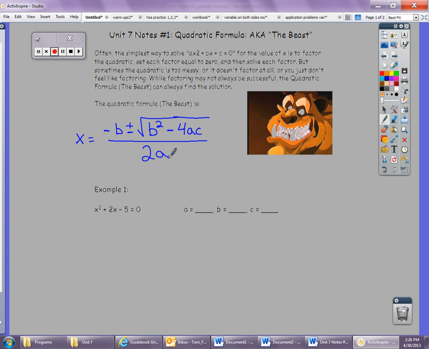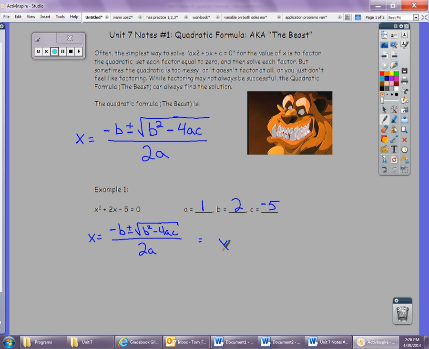And the reason we started with A, B, and C is so that we can plug them all into our formula. Just looking at this, we know that A is 1, B is 2, and C is negative 5. So when we go to solve this, we have our formula written up here: x equals negative b plus or minus the square root of b squared minus 4ac divided by 2a. We're just going to plug all these numbers in: 1 for a, 2 for b, and negative 5 for c.